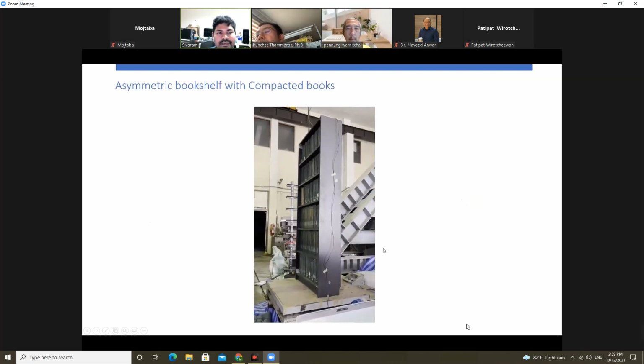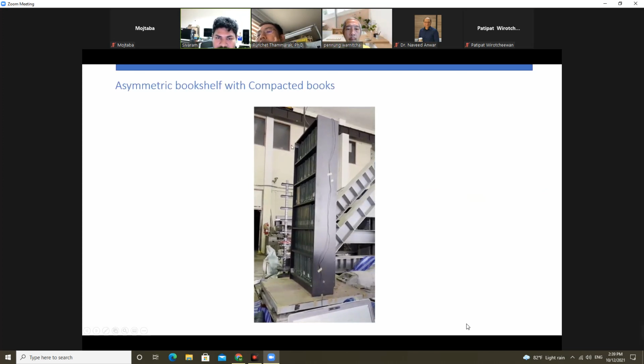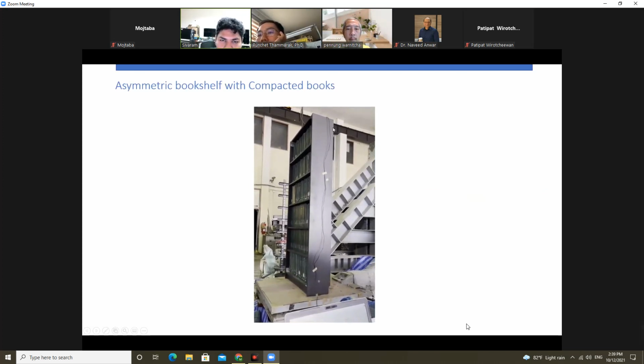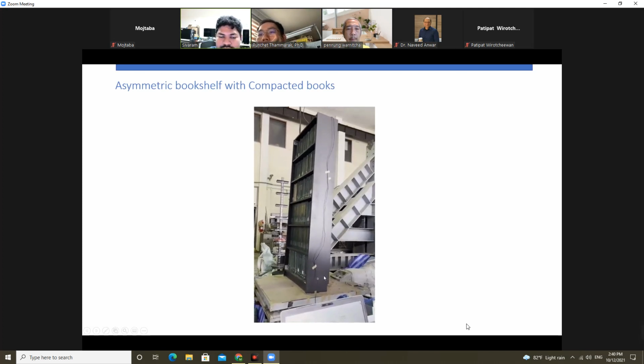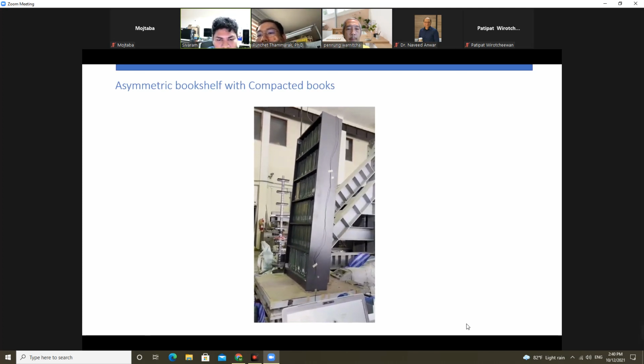So this one is an asymmetric bookshelf with compacted books. As we can see, there is no relative movement between the books and the bookshelf. So the books became as a rigid one here.